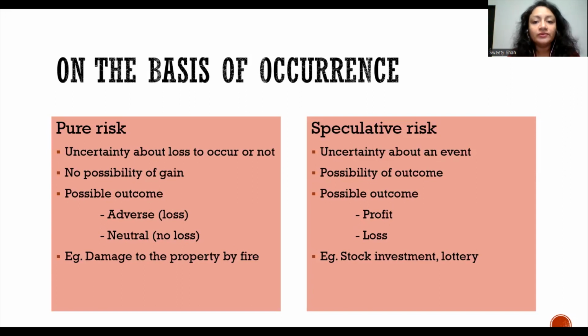So the possible outcomes are either very adverse, which is the loss, or neutral, which is no loss. But nothing good can come from exposure to pure risk. For example, damage to your property by fire, illness, and job-related accidents are a few examples of pure risk.